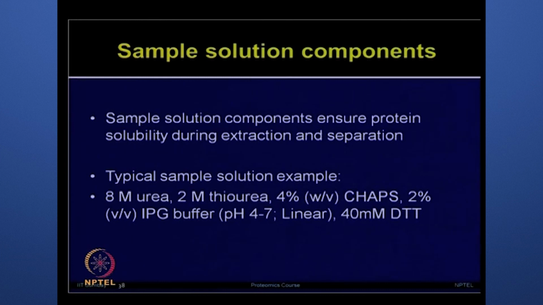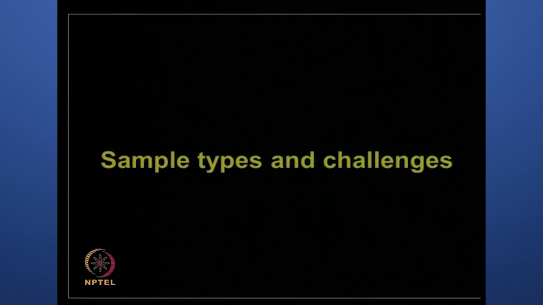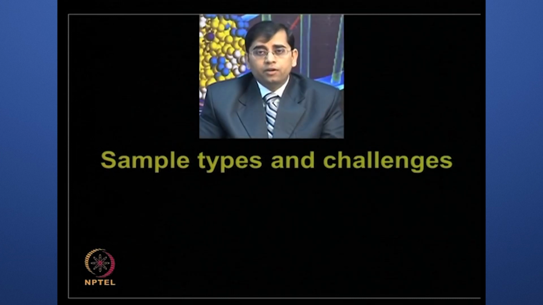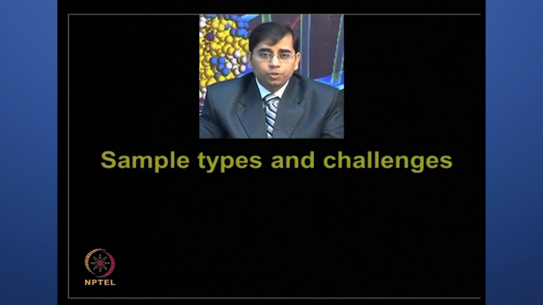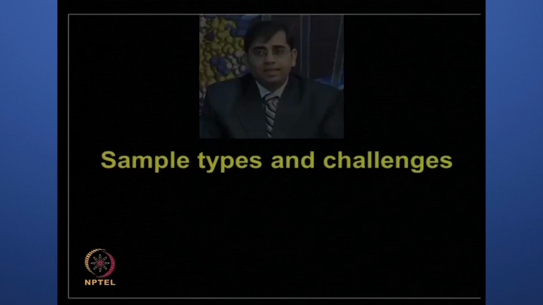A typical sample solution for the gel based 2DE application includes 8 molar of urea, 2 molar of thiourea, 4% CHAPS, 2% IPG buffer, 40 millimolar of DTT as well as a few other small components depending upon your sample type. So, as I am giving an overview of how to prepare a very good sample, let me also introduce you to different types of challenges being imposed by different sample types.